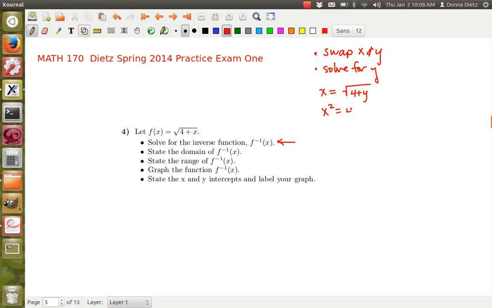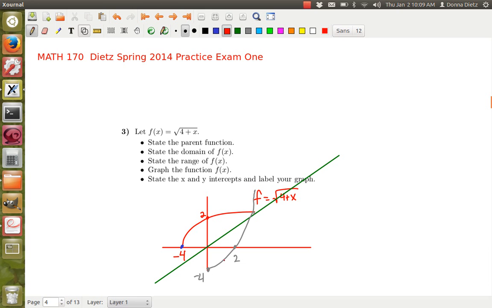So square both sides, and then solve for y. I don't care which side it's on. Okay, so f inverse of x equals x squared minus 4, but this is a tricky problem. And this picture shows what's happening. It's part of a parabola, but it's not all of a parabola.